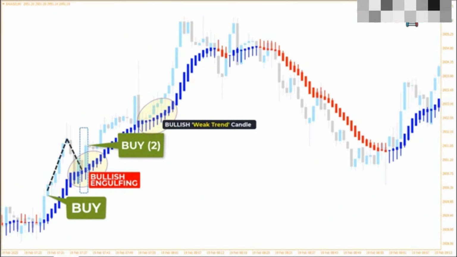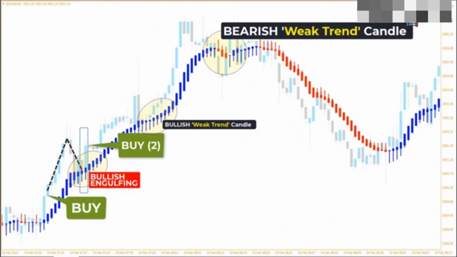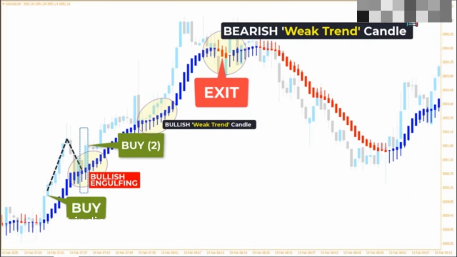However, if you're looking for a sell entry, you should only act if price action confirms a bearish reversal pattern. Now here's the key moment right here. A bearish weak trend candle forms. This is the true exit signal. It indicates that the profitable strategy indicator 2 is warning traders that the market may be shifting into a bearish trend.